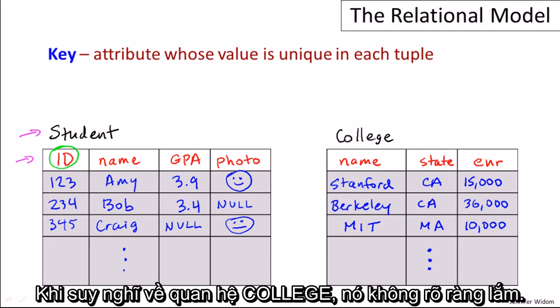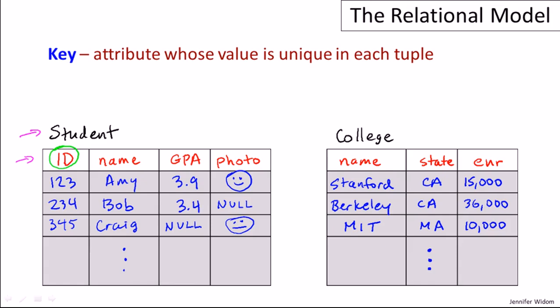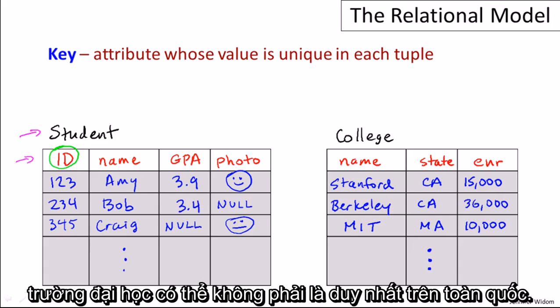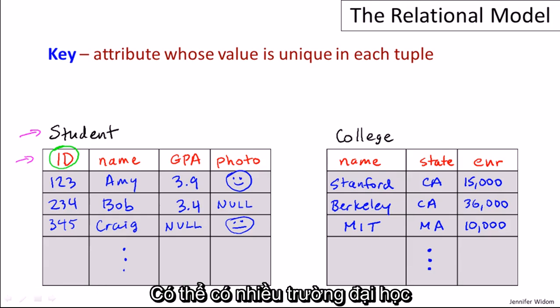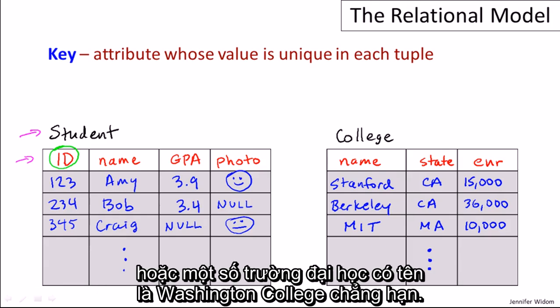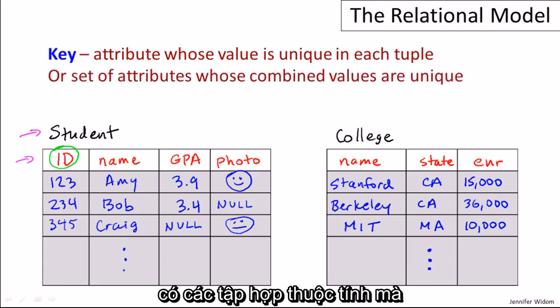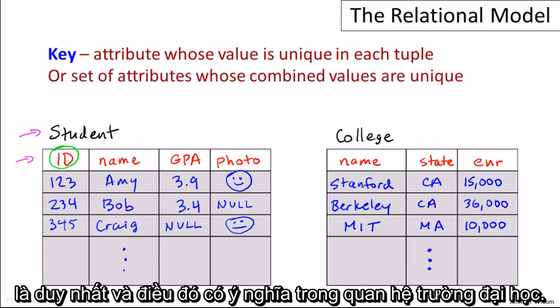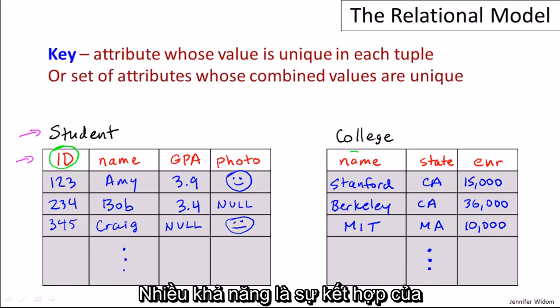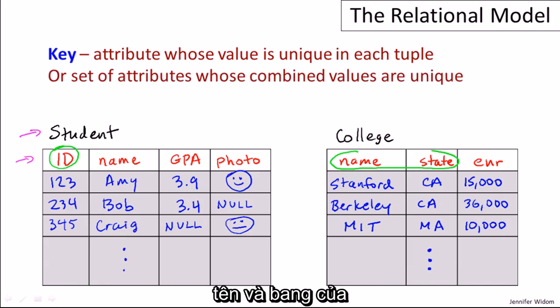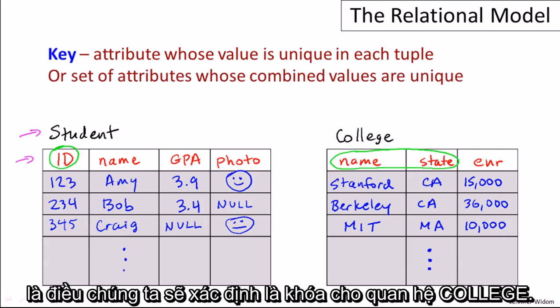Thinking about the college relation, it's a little less clear. We might be tempted to say that the name of the college is a key, but actually college names probably are not unique across the country. There's probably several colleges named Washington College, for example. You know what? We're allowed to have sets of attributes that are unique, and that makes sense in the college relation. Most likely the combination of the name and state of a college is unique, and that's what we would identify as the key for the college relation.